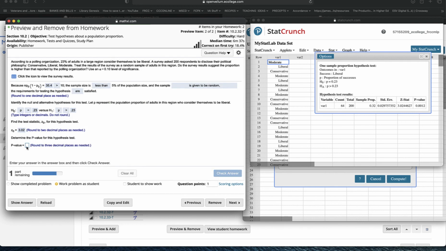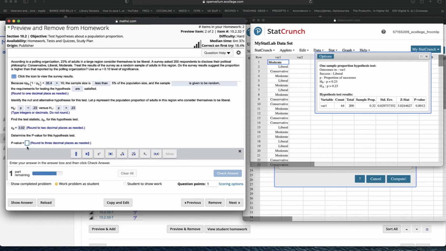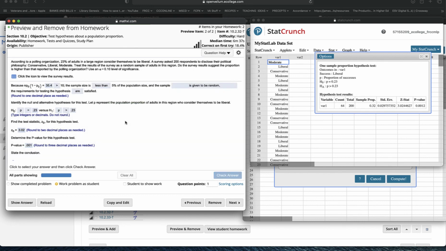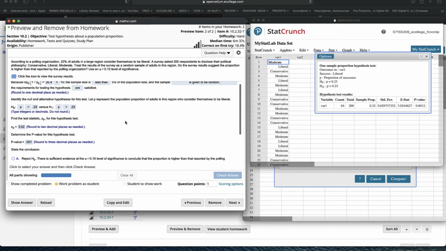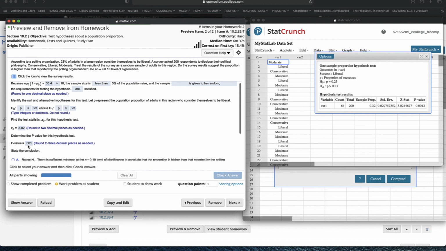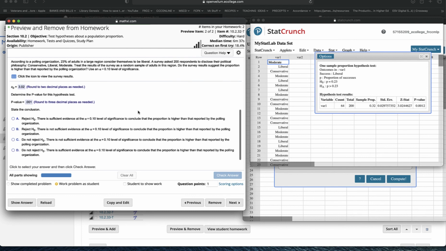And our p-value is 0.001, 3 decimals. And state the conclusion. Now let's note that our p-value, 0.001, is less than the alpha level, so we will reject. So our options here is this one, B, reject, or A or B. So we got to pick one of these two.